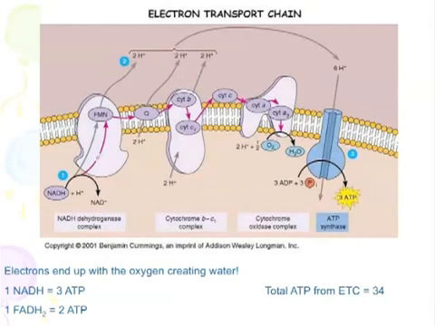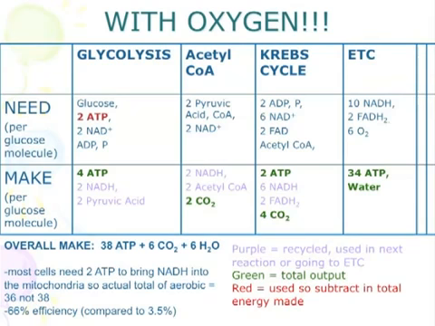So if you also look at this a little further, you'll notice 1 NADH equals 3 ATP, and 1 FADH2 produces 2 ATP. So if you remember, 10 NADH will make 30 ATP, the 2 FADH2 make 4 ATP, so the total ATP from the electron transport chain is 34. Way more than from the Krebs cycle and glycolysis. So if we look at the whole process, the overall make is 38 ATP, 6 CO2, and 6 water, if you remember the whole thing.